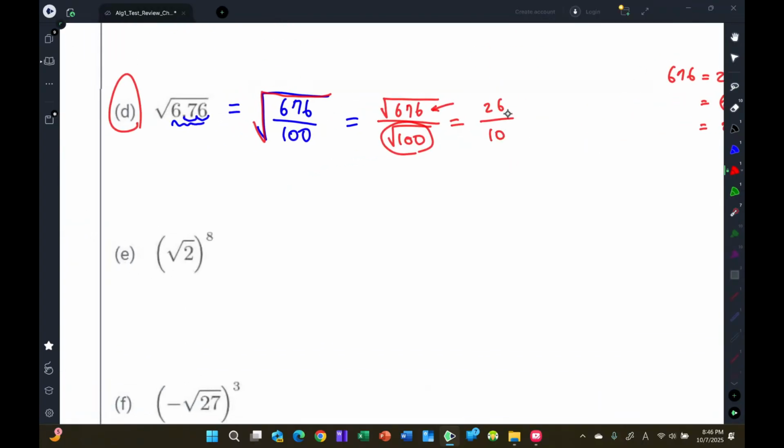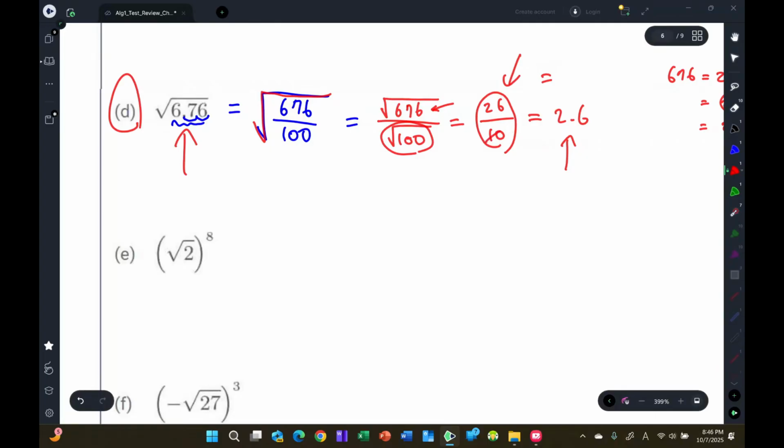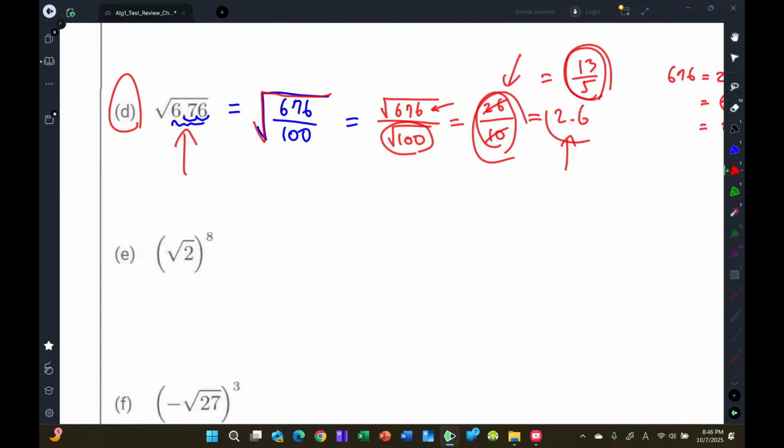10, right? So you can leave the answer like this, or you can change that to a decimal number, which is 2.6. Since we started with a decimal number, maybe it's good to end with a decimal number. Or you can write this fraction as a reduced fraction, which is the same thing, since 2 goes in here 5 times and 13 times, maybe 13 over 5, that's also a good answer. Okay, so any one of these answers will be good, right?